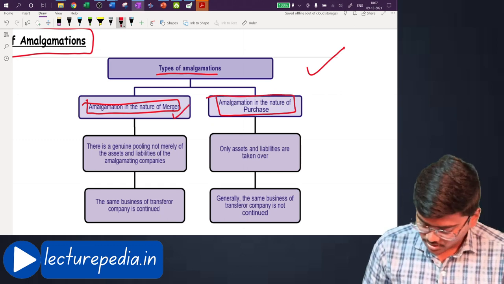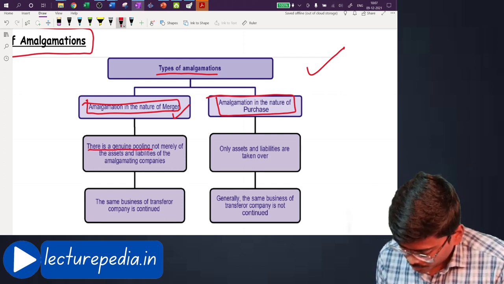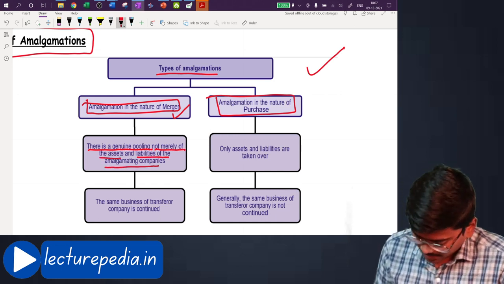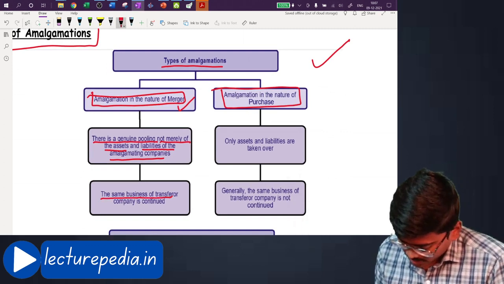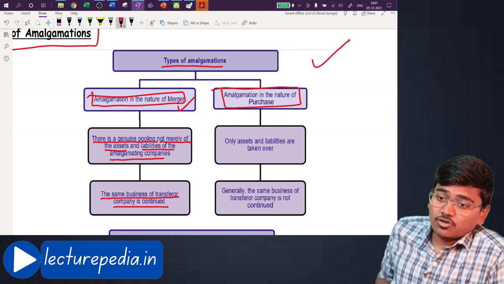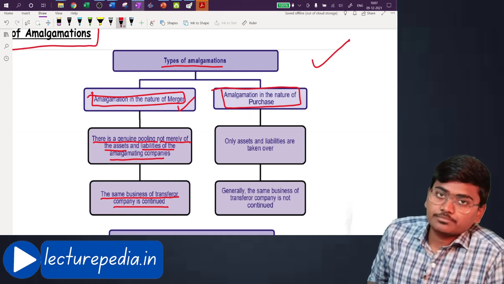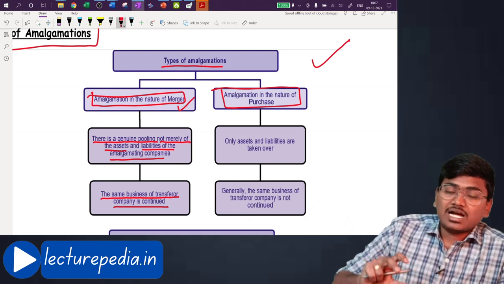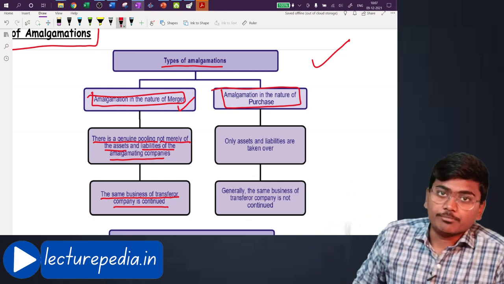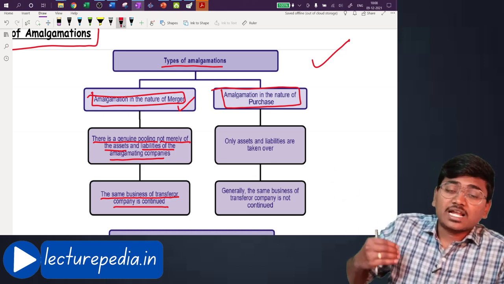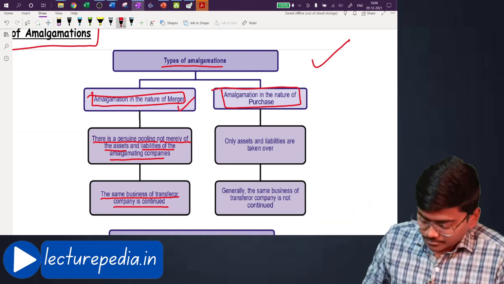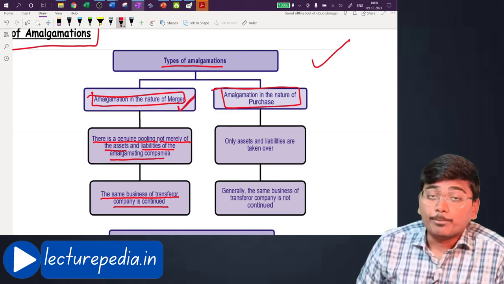Now, amalgamation in the nature of merger means there is a genuine pooling not merely of assets and liabilities of the amalgamating companies. The same business of transferor company is continued. In case of amalgamation in the nature of merger, it is not that only assets and liabilities of transferor company will be taken over by transferee company. Even the business which this transferor company was doing will be continued by the transferee company also. That would be the amalgamation in the nature of merger.